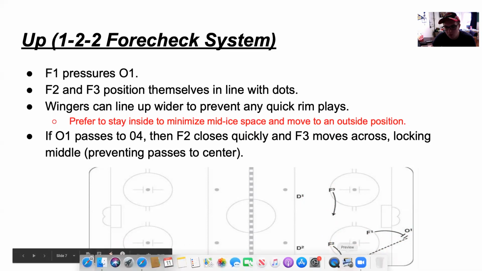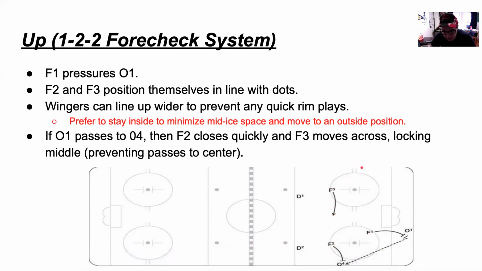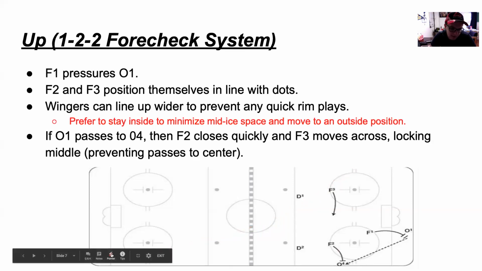Now if it goes over here, different side, okay? So F1 will pressure over here, F3 will come over here, and F2 would move in that slot, okay? Because there would be a pass coming over here, F3 would have to make that play.